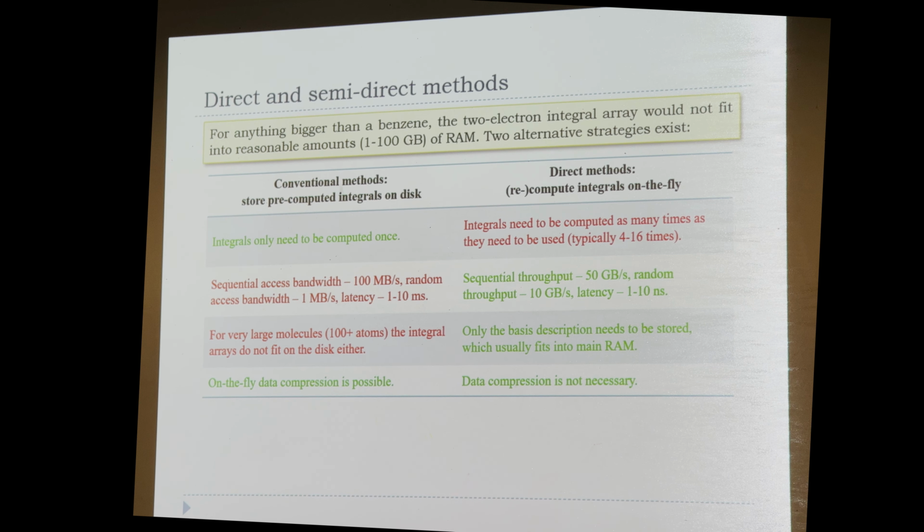But the problem is, those days particularly, but even today, if you have a spinning platter hard disk, you would be able to access it at around 100 megabytes per second. And if it's a mechanical spinning platter, then the latency will be in the milliseconds. And that's really quite bad. The computer would spend most of its time waiting for the data to arrive. And for very large molecules, proteins, for example, the integral arrays wouldn't fit on the disk. But if they do fit, a good thing is you can compress it before you write it on disk and save some time.